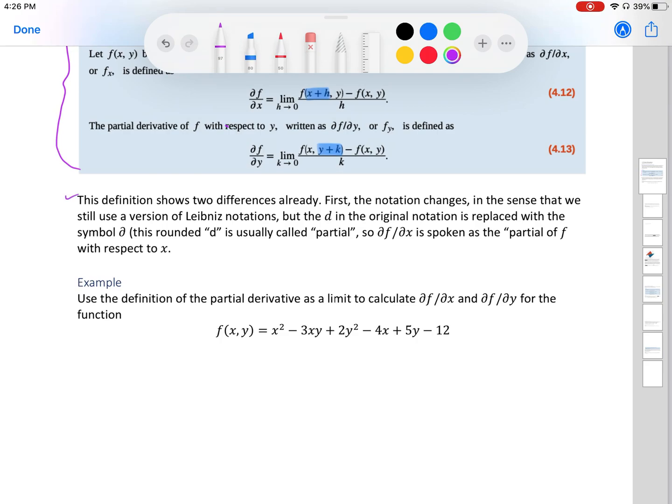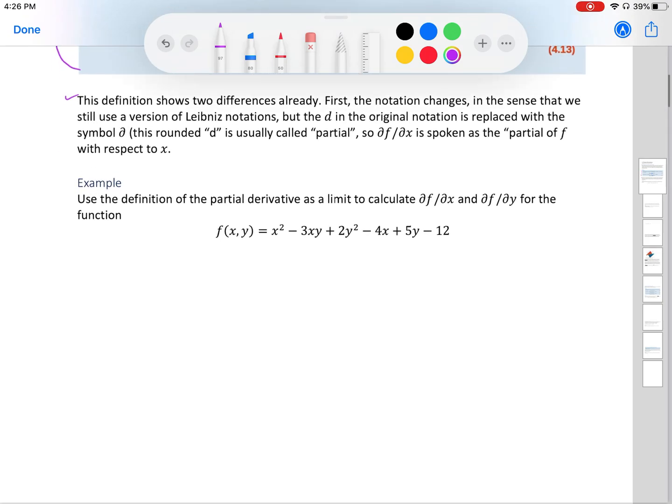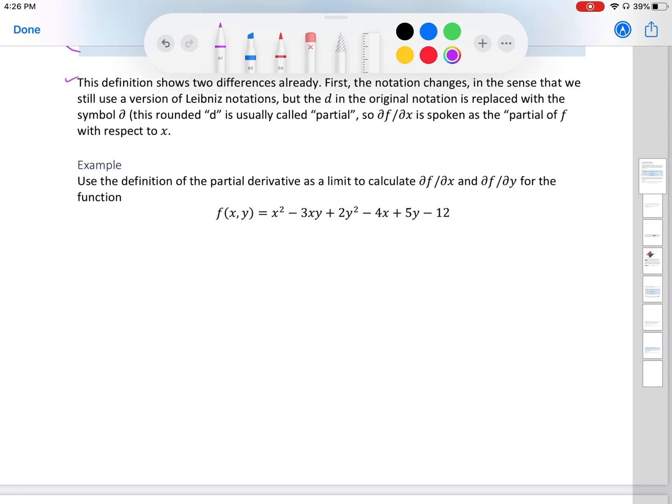Moving forward, this definition shows two differences already. First, notation changes in the sense that we still use a version of Leibniz notation, but the d in the original notation is replaced with the symbol ∂, and this is a rounded d. It's usually called the partial. So ∂f/∂x is spoken as the partial of f with respect to x.